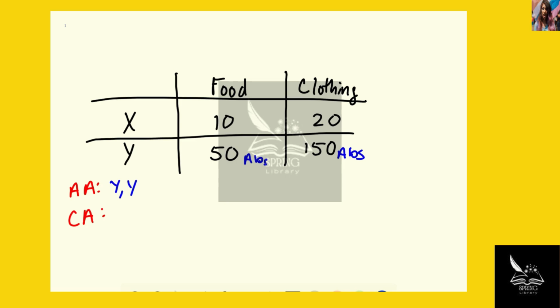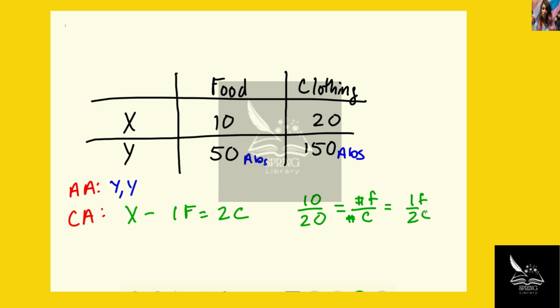To find the comparative advantage, we just have to figure out the opportunity cost. So in country X, the opportunity cost for one piece of food is equal to 2 pieces of clothing. We get that by dividing 10 by 20. So 10 over 20, which is equal to 1 over 2. So one food item is equal to 2 clothing items.